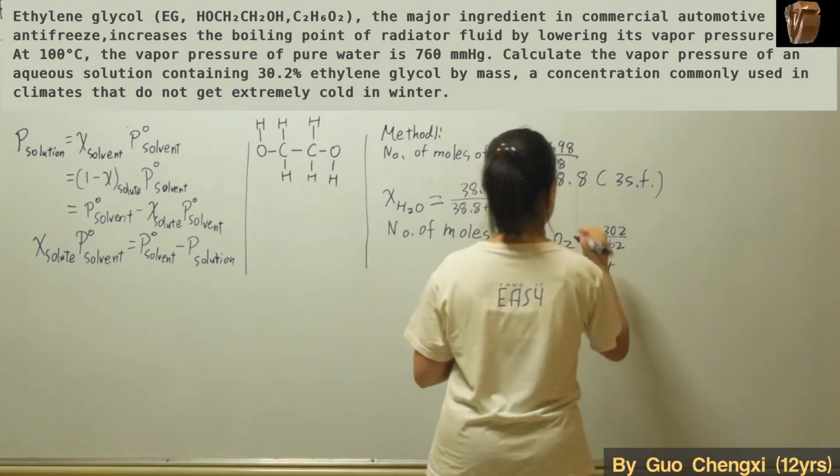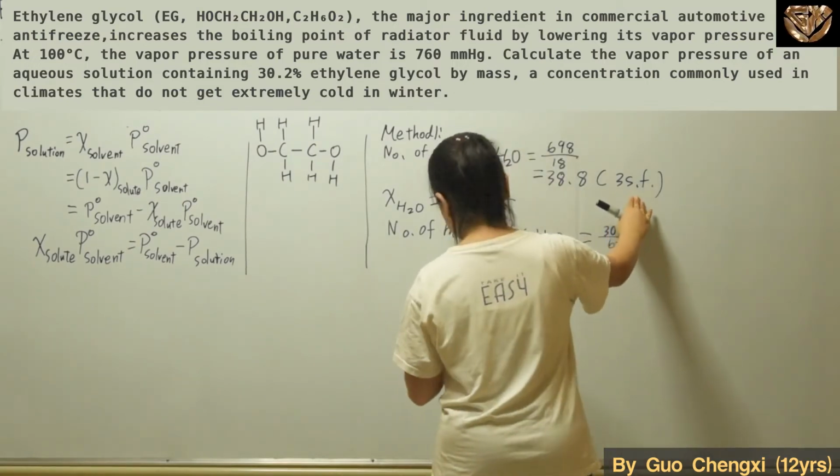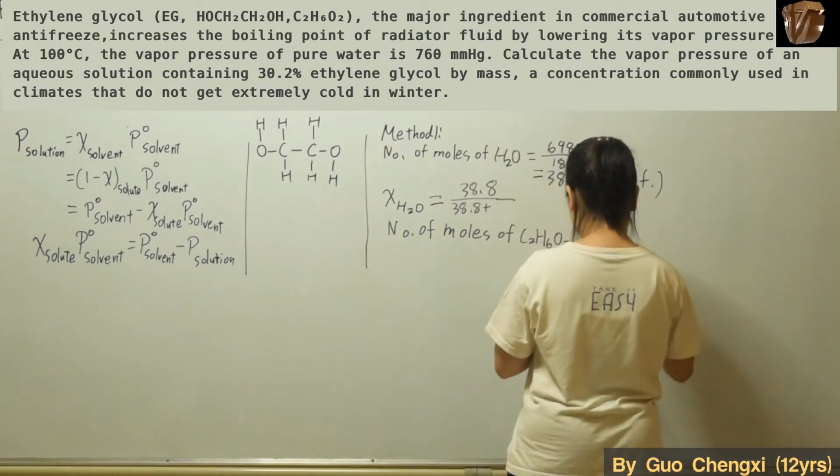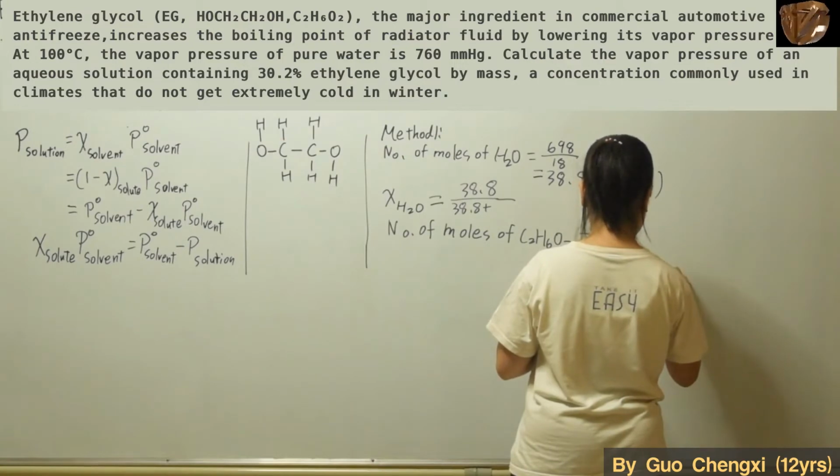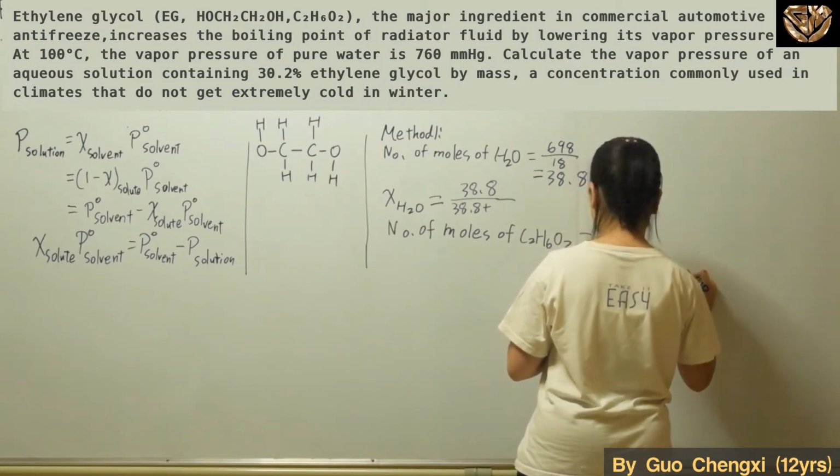And then over here we need 3 significant figures, so it is 4.87. Three significant figures, basically.